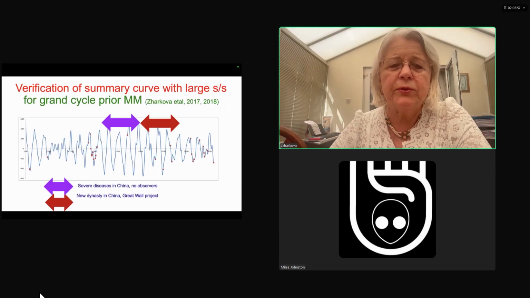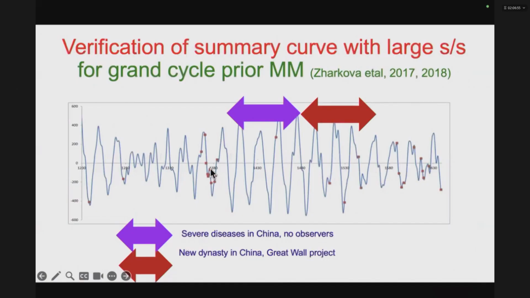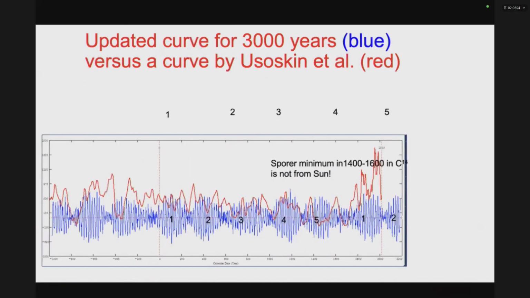Our curve is blue, and red are observations of large sunspots by the Chinese from 1200 to 1500. And you can see that these observations are from before the telescope was invented. And you see the observations fit our curve very well. And there's some absence of observation caused by severe disease in China, with no observers, and when a new dynasty arrived, they took all the resources building the Great Wall, so there's no observation either.